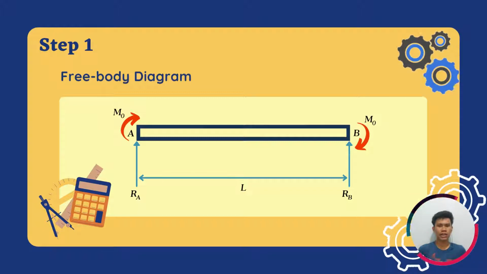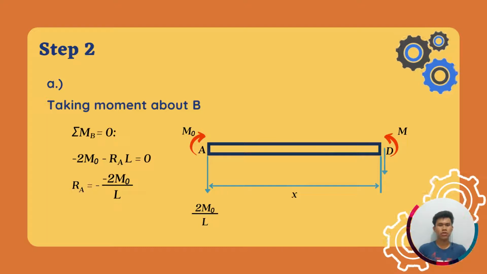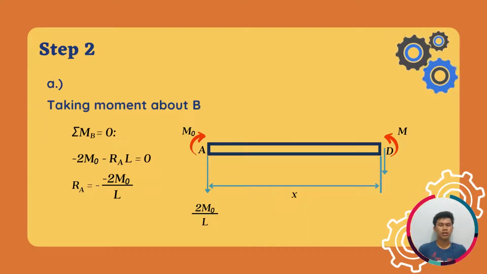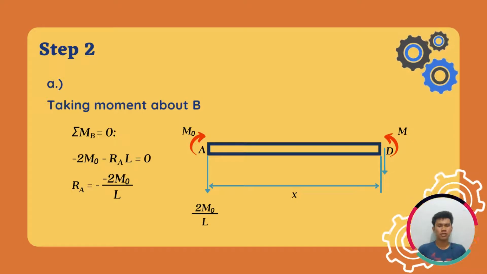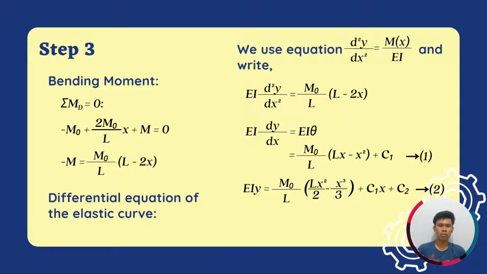Then let us take counterclockwise as positive. Now taking moment about B, so summation of moment along B is equal to 0. Then, negative 2M sub 0 minus RAL is equal to 0. So, RA is equal to negative 2M0 over L. Next is to derive the bending moment. So, summation of moment along M is equal to 0. Then, negative M sub 0 plus 2M0 over L x plus M is equal to 0. So, M is equal to M0 over L times L minus 2x.